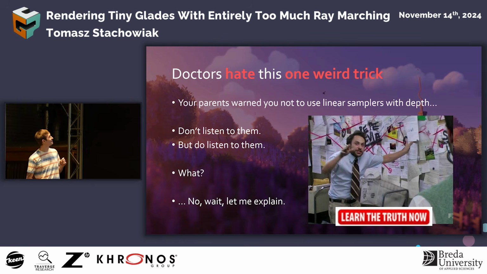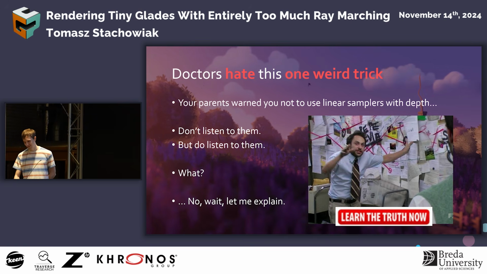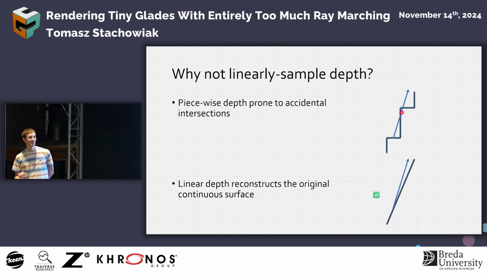So it's going to be weird, because your parents told you not to sample depth maps using linear samplers. Well, listen to them, but also don't listen to them. Let me explain. If you point sample shadow maps, you end up with this kind of Duplo/Legoland at the micro scale, where the stair steps between samples create sharp edges, and you end up hitting them accidentally, and this is where the acne comes from.